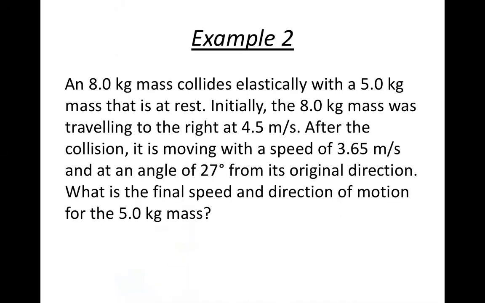And we have another example. In this example, it's an 8 kilogram mass colliding elastically with a 5 kilogram mass that is at rest. Initially, the 8 kilogram mass was traveling to the right at 4.5 meters per second. After the collision, it is moving with a speed of 3.65 meters per second at an angle of 27 degrees from its original direction. And what is the final speed and direction of motion for the 5 kilogram mass?